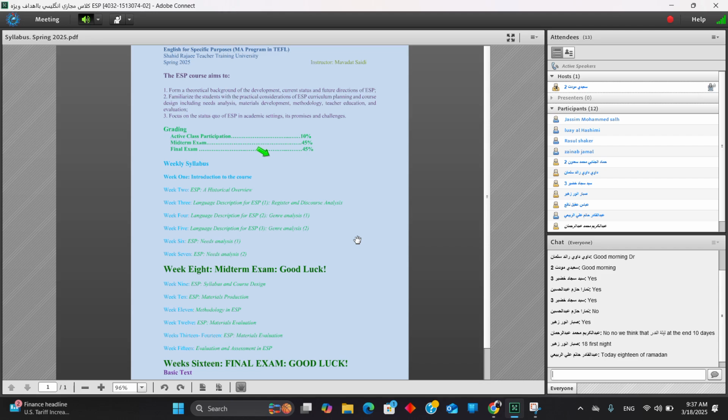Moreover, we will focus on the status quo. It means the current status, the present issues of ESP in academic settings, its promises and challenges. It means what challenges, what issues you are concerned with when you want to actually teach English to a group of people with particular purposes in their minds. So these are the major points, the major aspects we are going to cover in the ESP course.